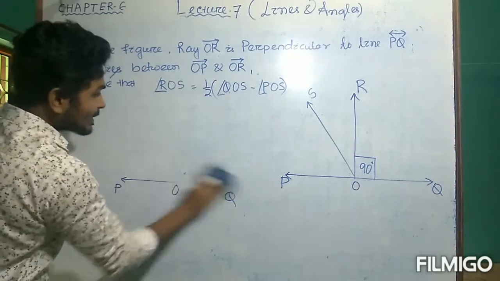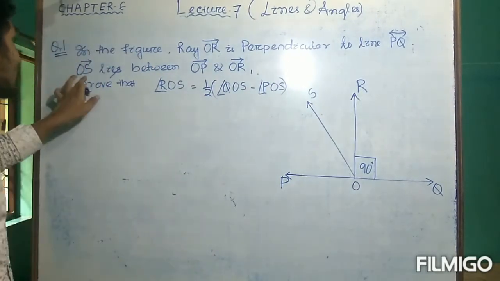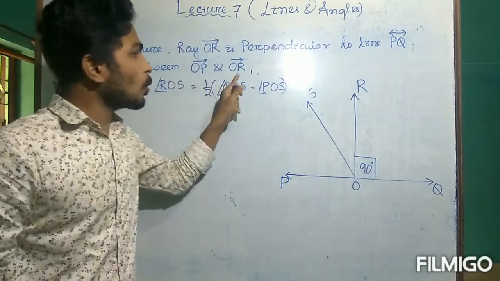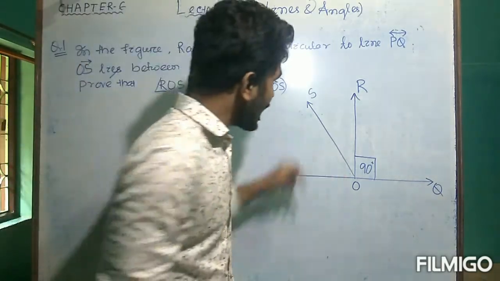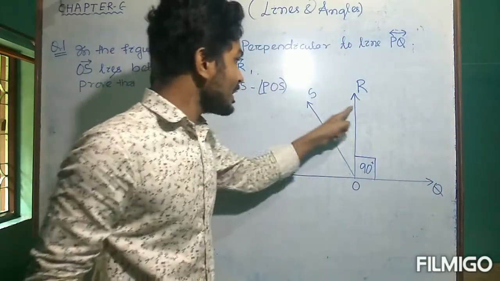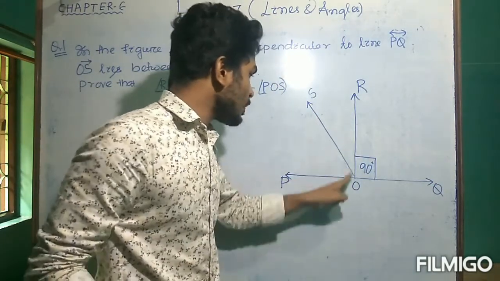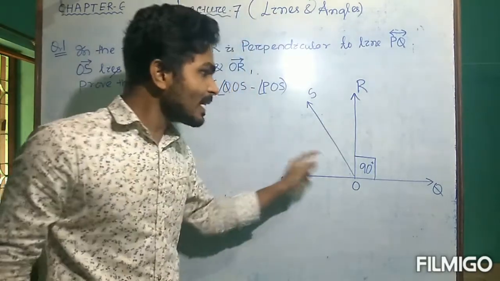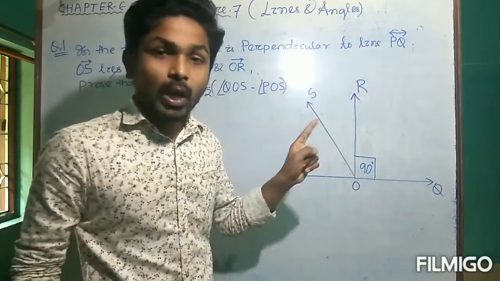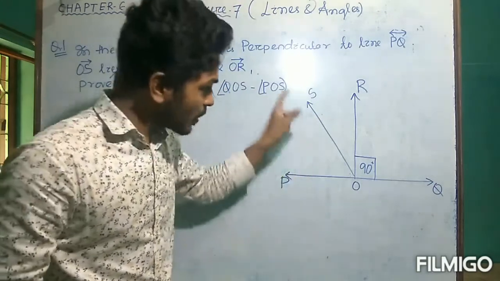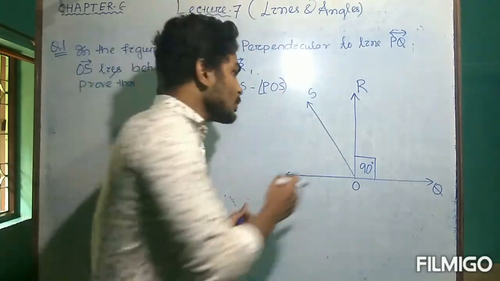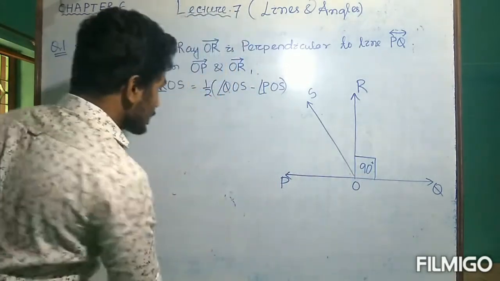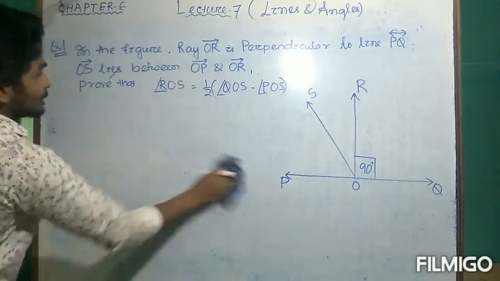Understood? Next, OS is a ray which lies between the OP ray and the OR ray. So there is another ray OS which lies in between the two rays OP and OR. It is not given that OS is the angle bisector. No, OS is not the angle bisector. It is just a ray which lies in between the OR ray and the OP ray. Understood? So this is given in the question.